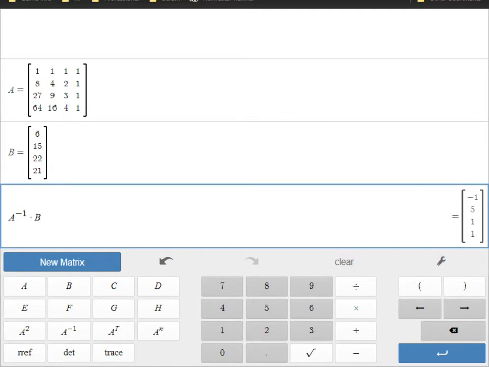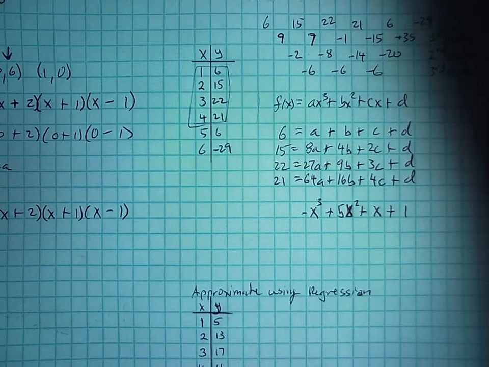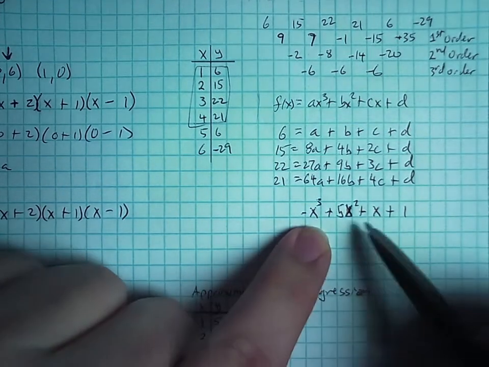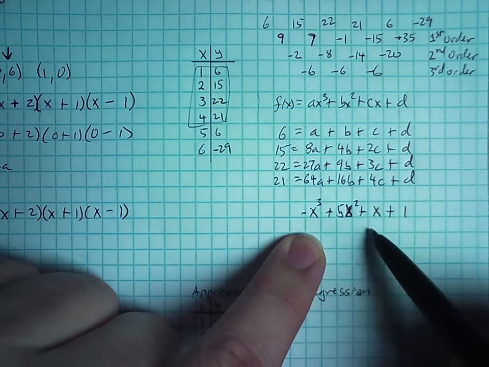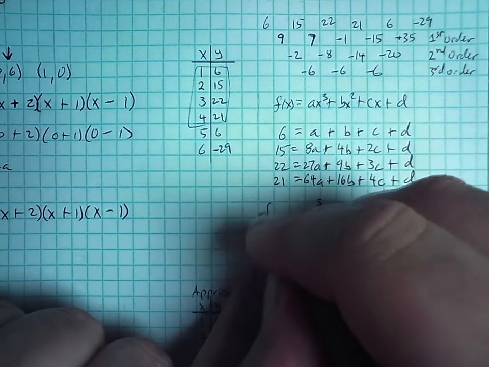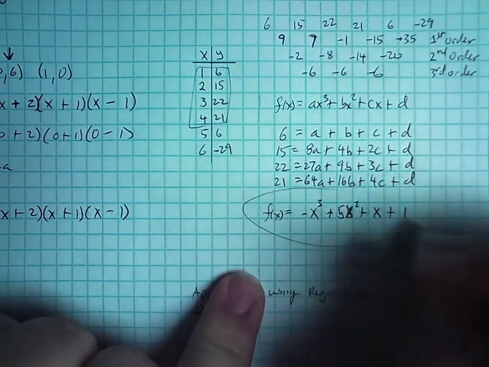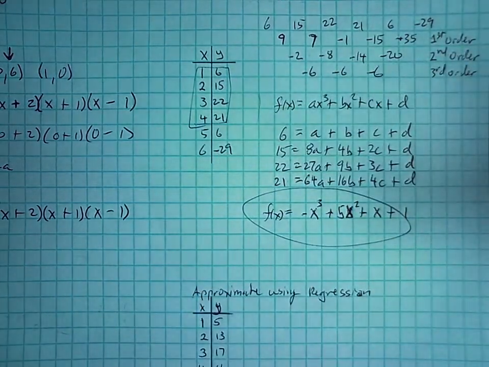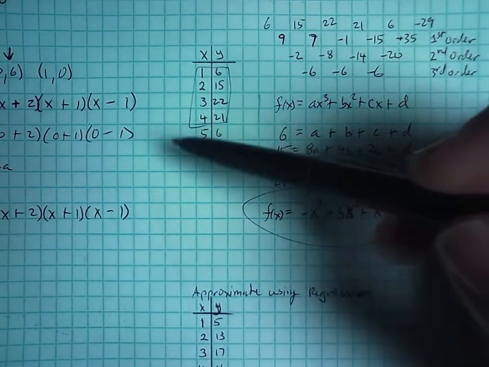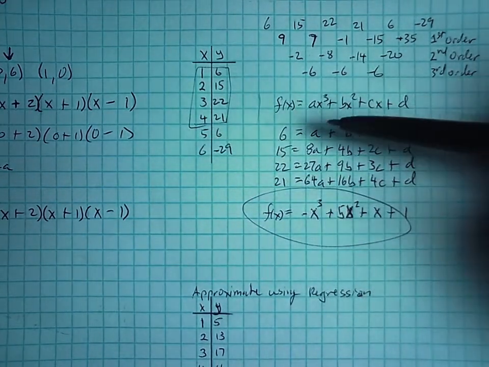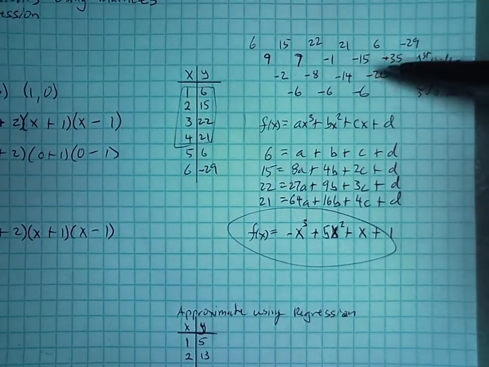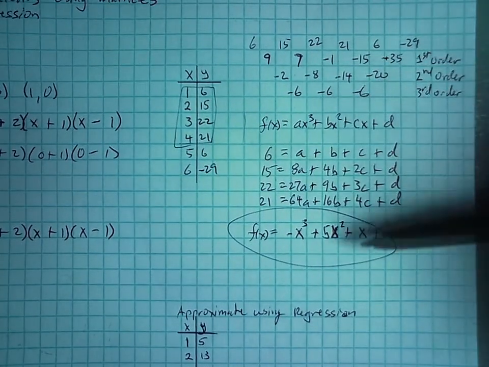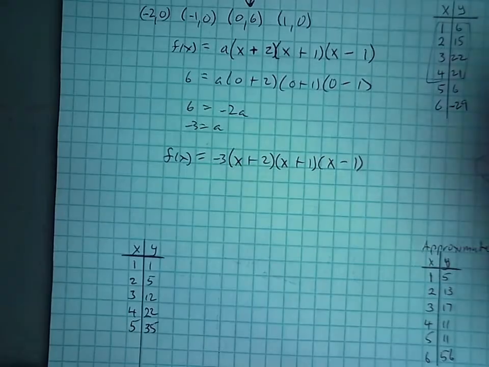All right. So I'm going to drop this back down. As you can see, I've got negative 1, 5, 1, 1 as my coefficients, negative x cubed plus 5x squared plus x plus 1. That is my polynomial that goes through all of these points. I know it goes through the first 4 for sure because I solved the system of equations. I know it goes through the other 2 because my finite differences tells me this is a third order relationship.